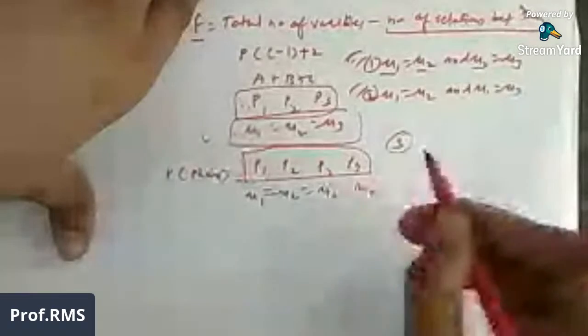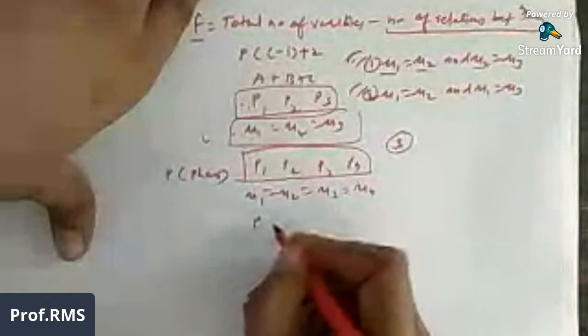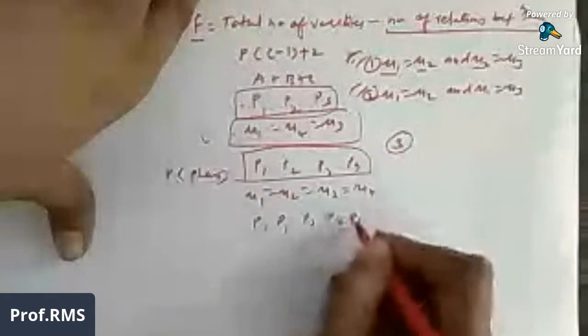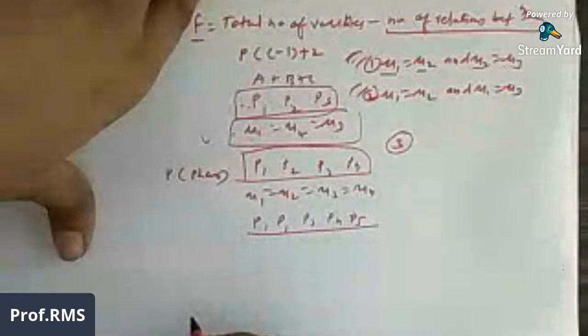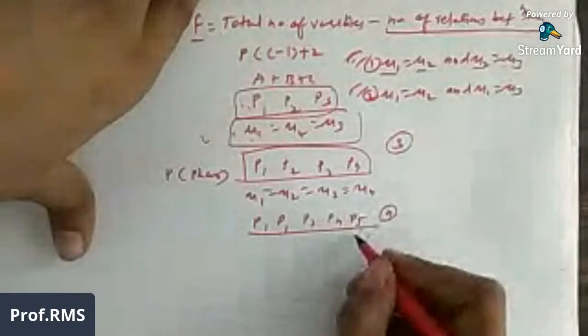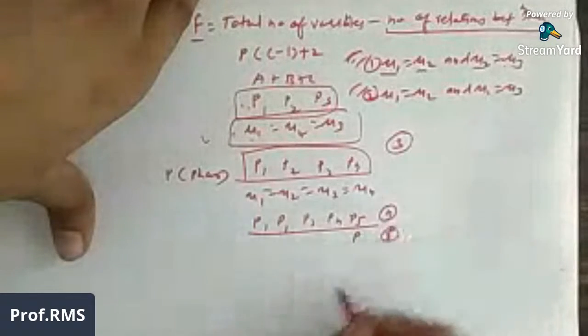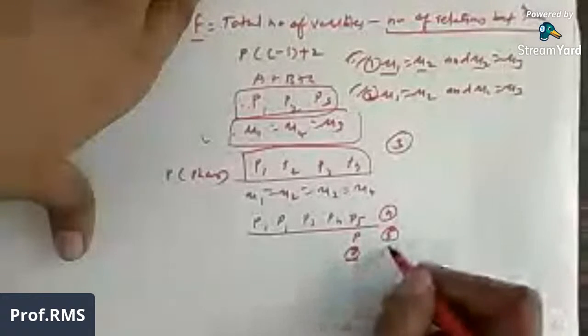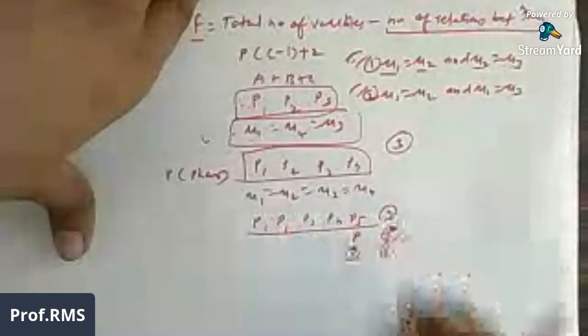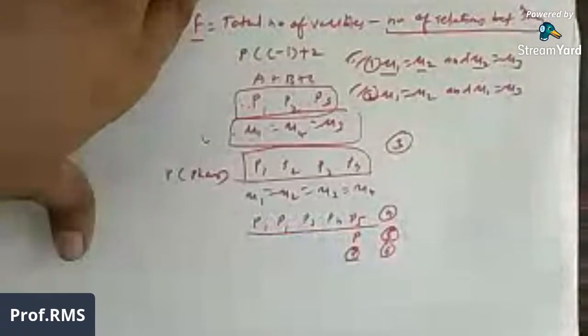Suppose for five phases, how many equations do we get? We get four equations. For six phases, we get five equations. For seven phases, we get six equations. So simply we are getting one less than the number of phases as the number of equations, in simple words.